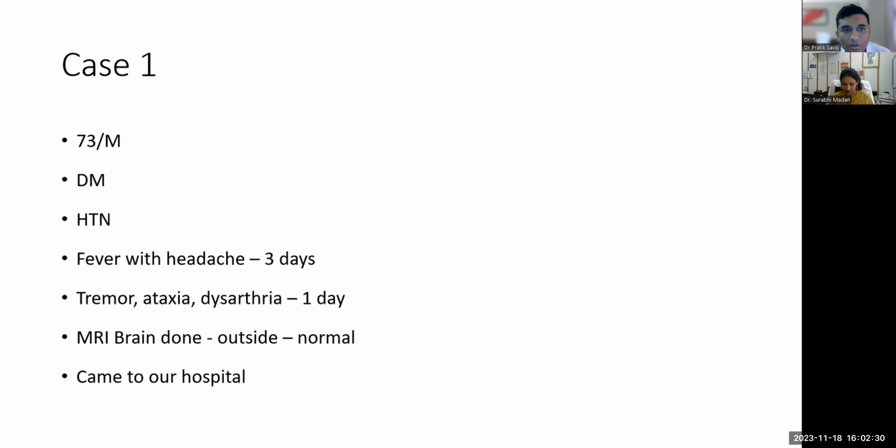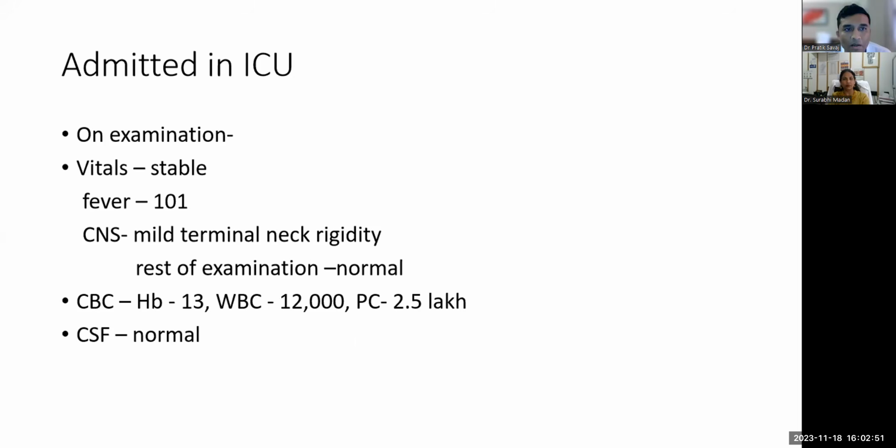So let me start with the first case. He is a 73-year-old male patient, diabetic, hypertensive. He had fever with headache of 3 days and new onset of tremor, ataxia, and dysarthria. MRI was done outside, which was normal, and he came to our hospital with the above symptoms. On examination, he was vitally stable. He had a 101 fever, mild terminal neck rigidity, and the rest of the clinical examination was normal.